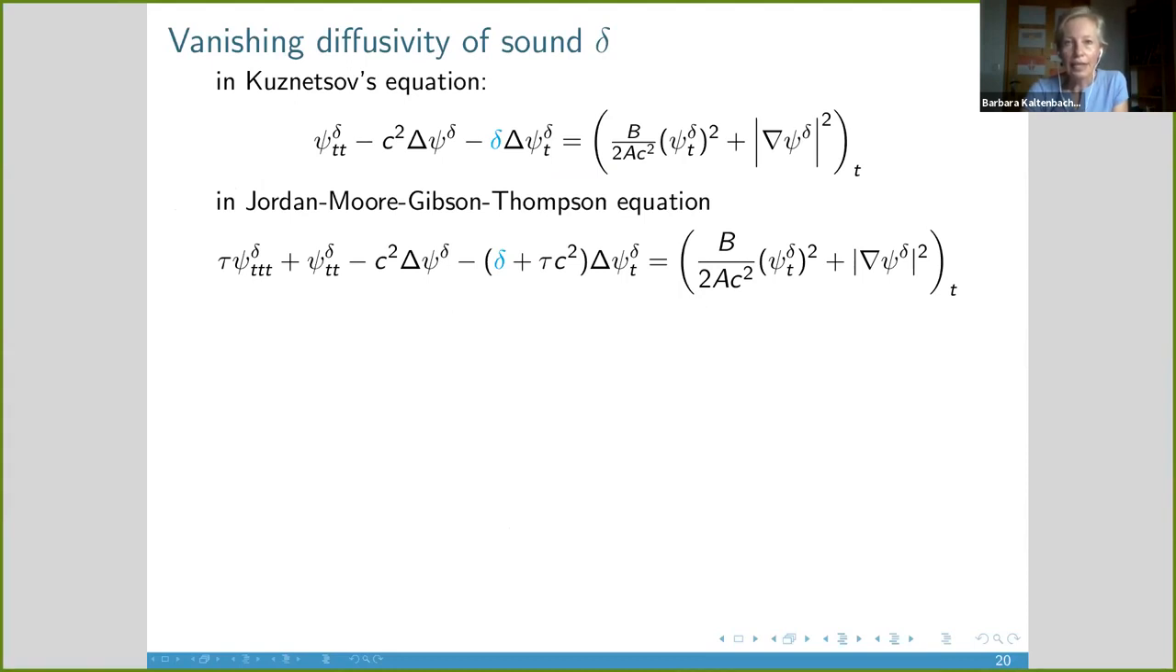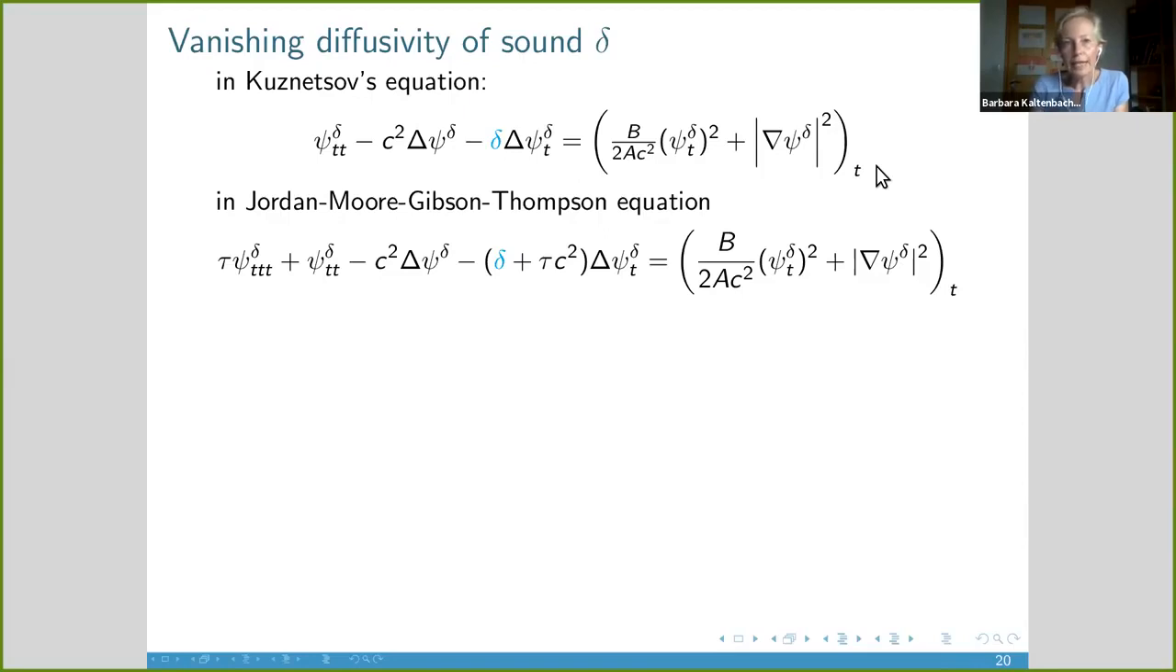Another very interesting and actually challenging limit is the limit as the diffusivity of sound delta goes to 0, because the delta is the one that appears with the strong damping. And the strong damping is what, as I pointed out previously, is heavily made use of to prove global in time existence, because this strong damping term allows to achieve relatively high order energy estimates and so forth in order to deal with these nonlinearities.